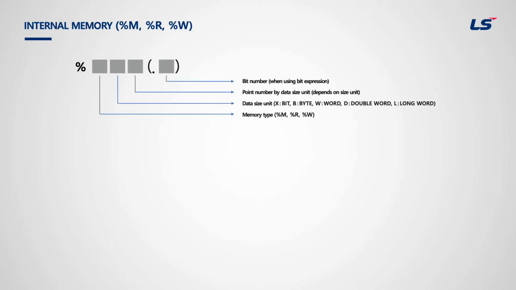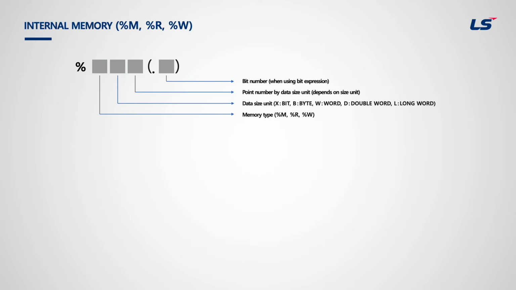Internal memory M, R, W area do not need base number nor slot number. Users need to write memory type of M, R, or W after %, followed by data size unit and address. For example, %MX10 is the 11th bit of M area, and %MW10 is the 11th word of M area. Users need to use a decimal to designate a bit address in Word.